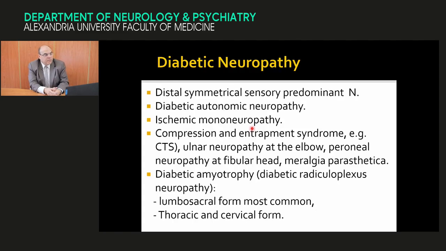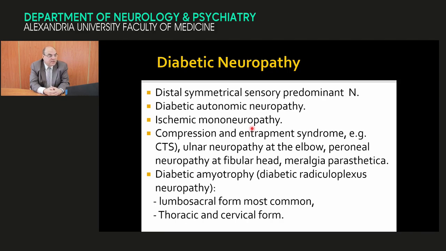The second topic I'm going to speak about is diabetic neuropathies. Diabetes could affect the peripheral nervous system in different ways. The most common pattern of affection of the peripheral nerve is diabetic distal symmetrical sensory predominant polyneuropathy. Patients with long-standing diabetes, especially if they are uncontrolled, usually suffer from paresthesia affecting the feet and later on the hands, and sometimes it is a burning sensation, and sometimes it may even interfere with sleep.